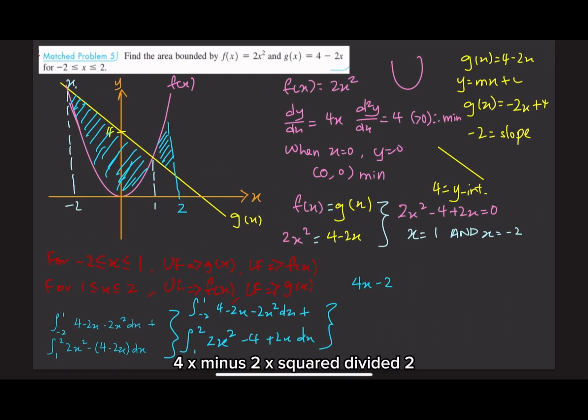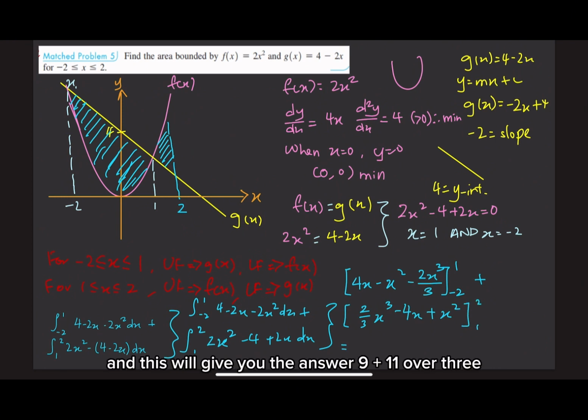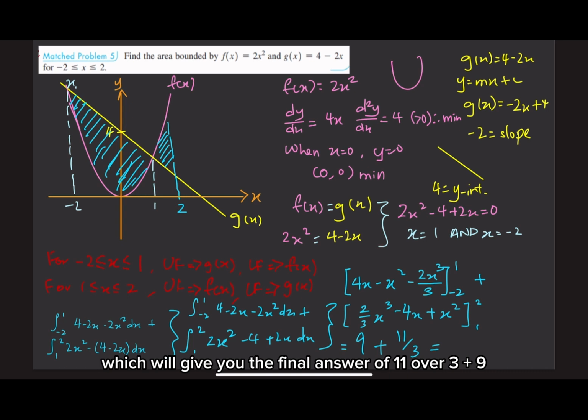And this will give us 4x minus 2x squared divided by 2, which is basically x squared, minus 2x cubed over 3, from -2 to 1, plus 2 over 3 x cubed minus 4x plus x squared from 1 to 2. And this will yield the answer 9 plus 11 over 3, which is 38 over 3. And this will be your final area under the curve. And that's it for this video.